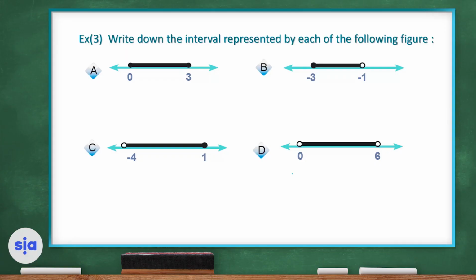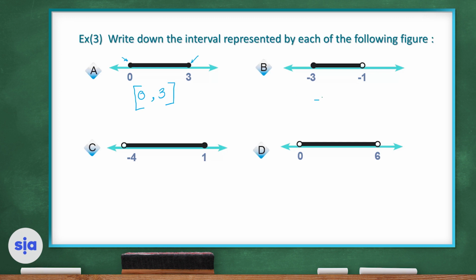Let's now move on to another type of question that gives us the number line and asks us to write the interval representing the number line. Let's go and see the first one. Question A. You're going to say that it's from 0 until 3. But now, is this circle a shaded circle? Yes, we call it closed, so it's until 3 closed, and this one is also a shaded circle, so it's from 0 closed until 3 closed.